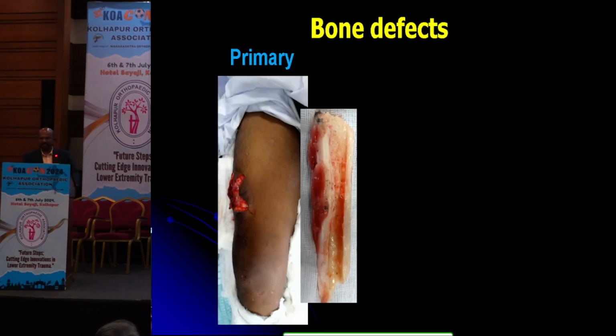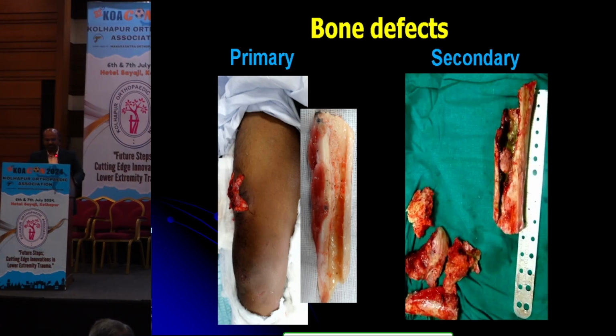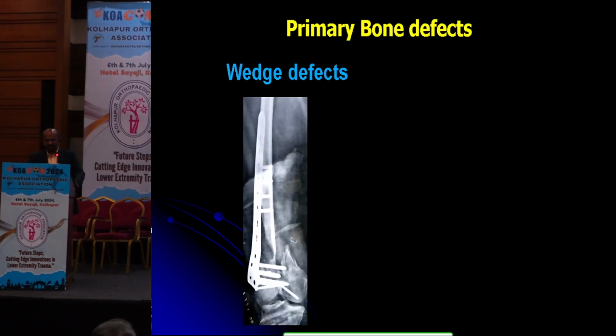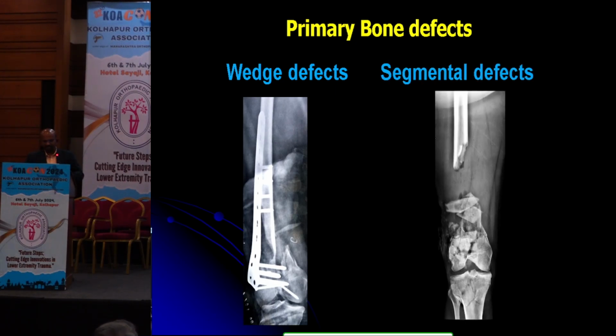Bone defects can be primary bone defects or secondary bone defects. Primary bone defects are when the bone loss happens at the site of accident or at the time of debridement. Secondary bone loss is when there is an infection, and removal of the necrotic segment leads to bone loss. Primary bone defects can be wedge defects, when a unicortical bone loss is seen, or segmental bone loss, like an intercalary bone defect, seen like this.